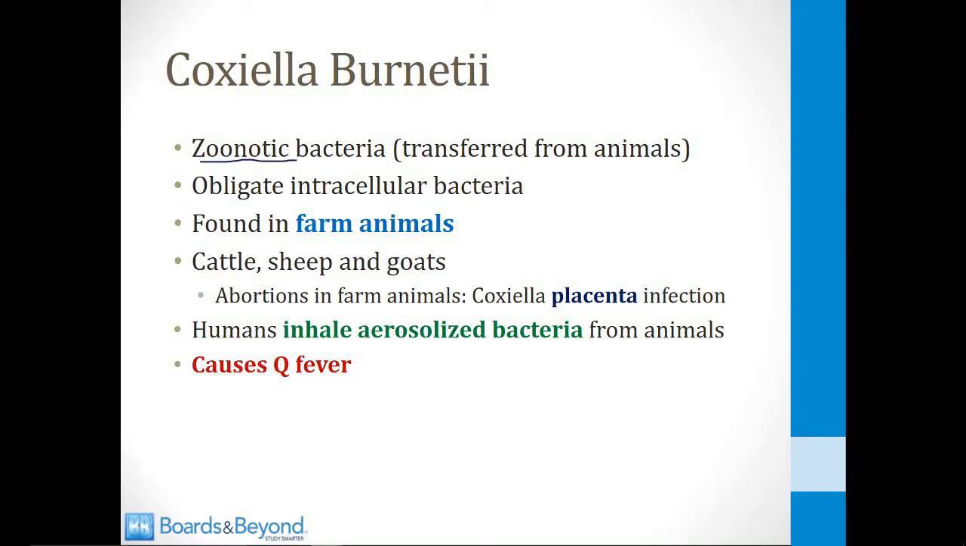Coxiella burnetii is a zoonotic bacteria. This means it is transferred to humans from animals. It's an obligate intracellular bacteria that's usually found in farm animals, especially cattle, sheep, and goats. And in particular, veterinarians worry about this bacteria a lot because when it infects farm animals, it causes abortions because it infects the placenta, and this can make it very difficult for farmers to breed their cattle and sheep and goats. What happens to humans, the way they get infected, is that they inhale aerosolized bacteria if they're exposed to infected animals. And when they get infected with Coxiella, the infection is called Q fever.